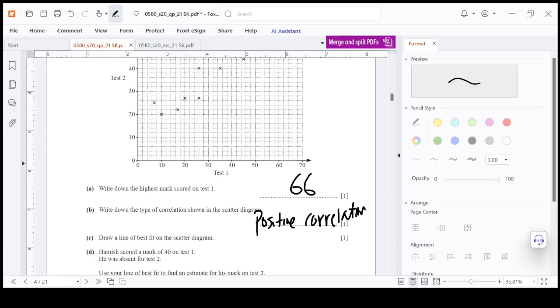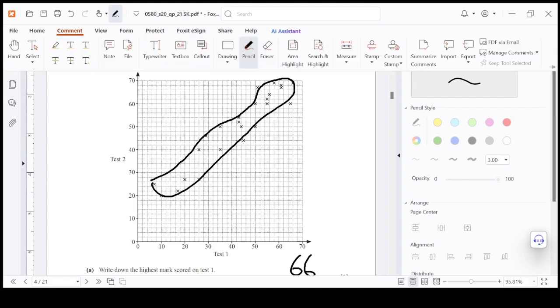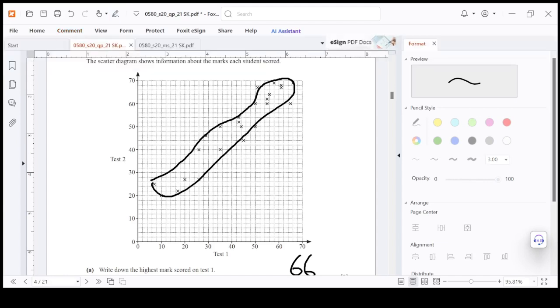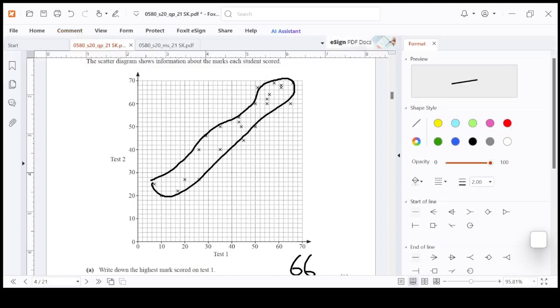Draw the line of best fit. So a line of best fit needs to be a line passing through these data points. It is, in a way, a line of symmetry of this shape that we see, and it should pass through as many points as possible. Let me try drawing one. So what if you make a line like this?